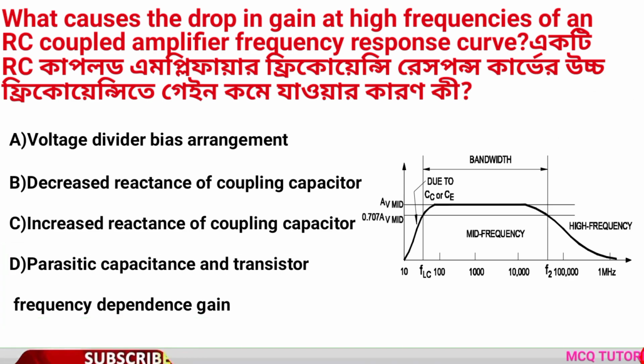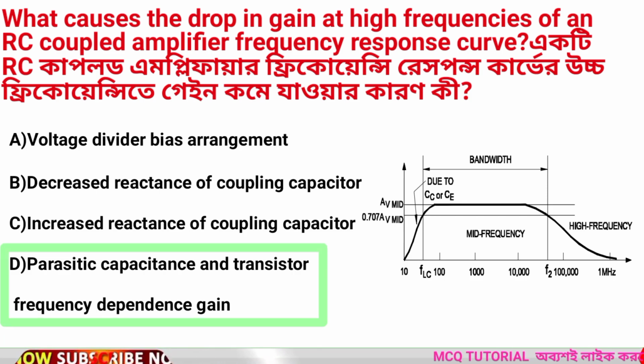উত্তর হবে option D, parasitic capacitance and transistor frequency dependence of gain.